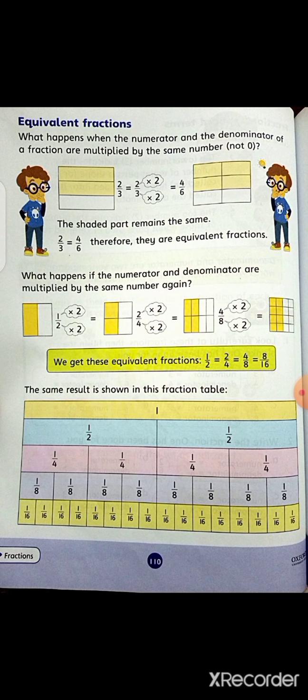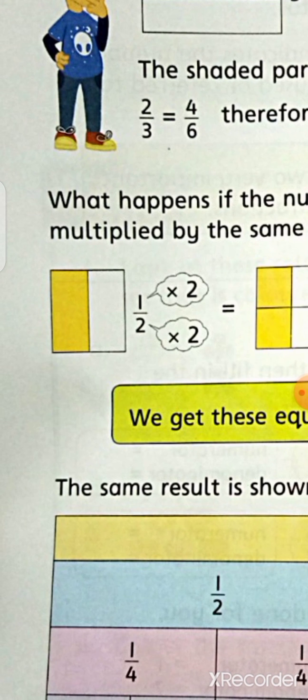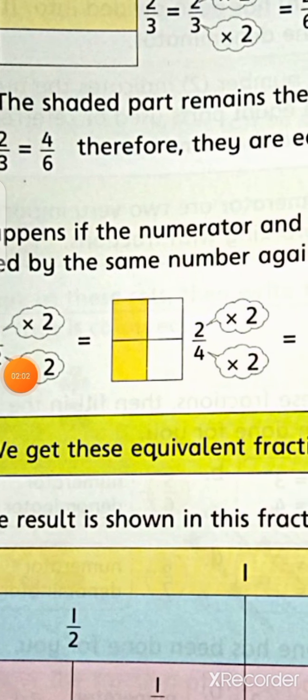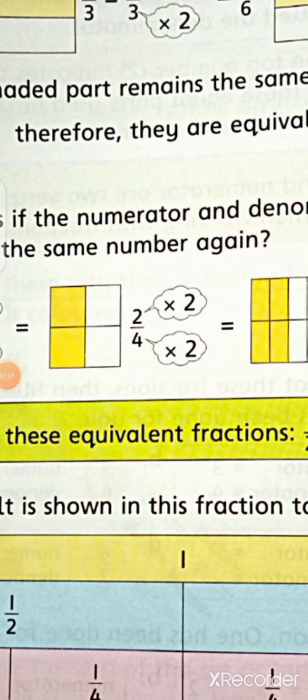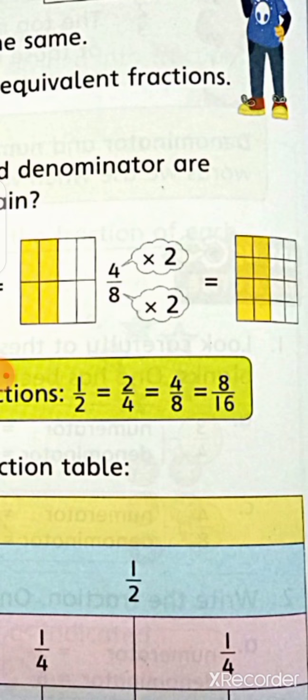What happens if the numerator and denominator are multiplied by the same number again? Look at these pictures. 1, 2, 3, 4 pictures are here. Size of these pictures is the same, but division of the figures is different. In figure number 1, it is divided into 2 equal parts. In figure number 2, it is divided into 4 equal parts. Next figure is divided into 8 equal parts, and the last one is 16 equal parts.